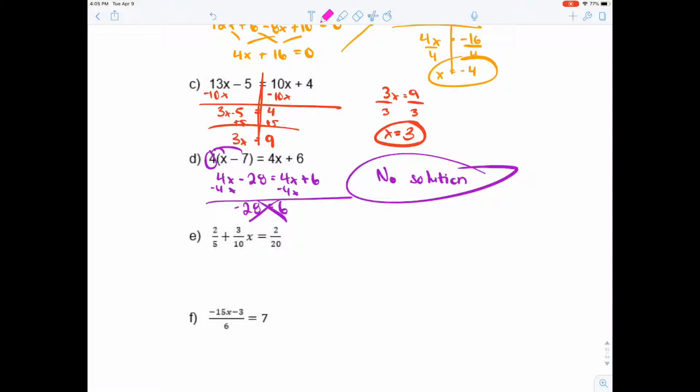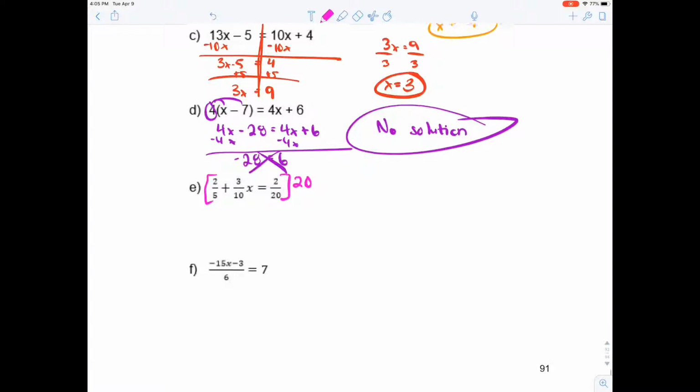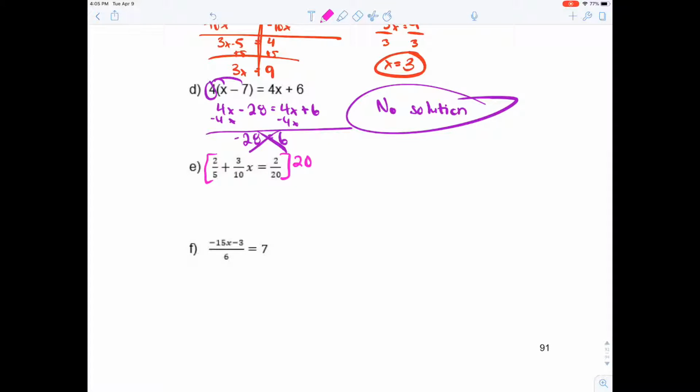Here's my fraction buster. Remember, instead of dealing with the fractions, let's just get rid of them altogether. So what I'm going to do is multiply everything in these brackets by 20. So I have 20 times 2/5 plus 20 times 3/10 x equals 2/20 times 20. This is what's happening, okay? So as I multiply, I'll be able to cancel.